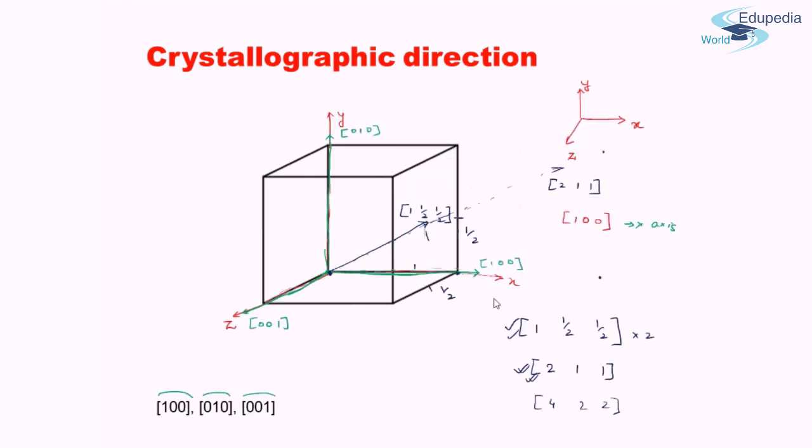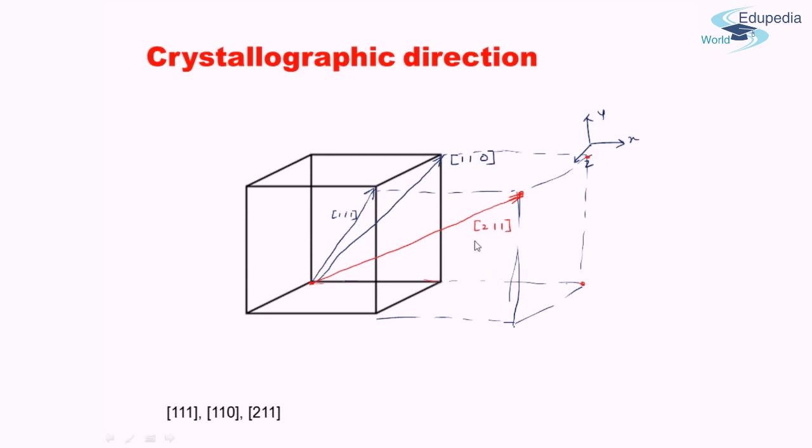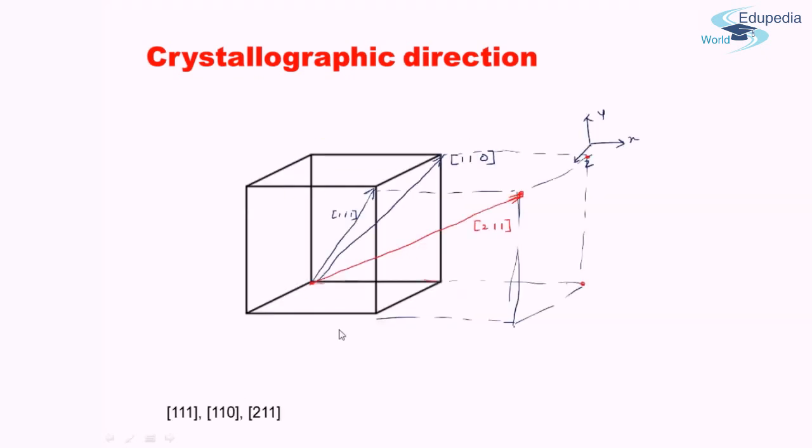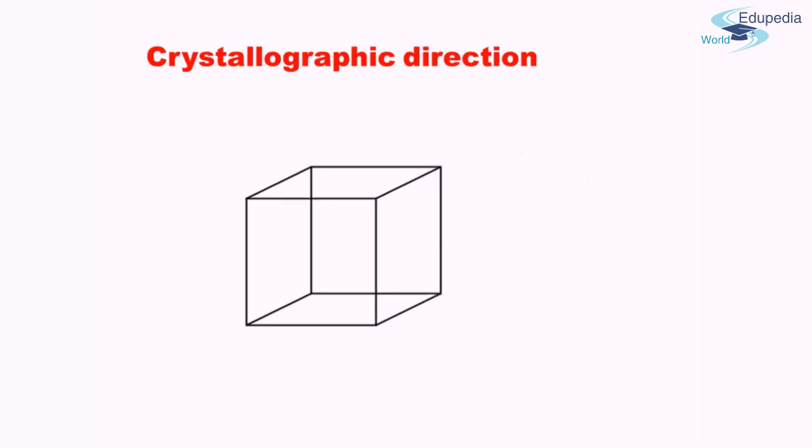Okay, if we go back one step, this is the same 2 1 1 which I tried to draw in this slide, right? So you can see that the 2 1 1 is actually passing through that point I talked about. It is passing through this point. So here we have verified our claim in the previous slide. Okay, now let's draw a few more lines and try to figure out what the crystallographic directions are for those lines in the cubic system.